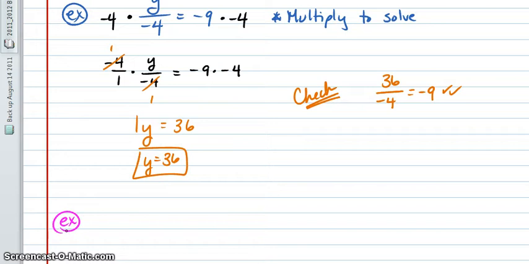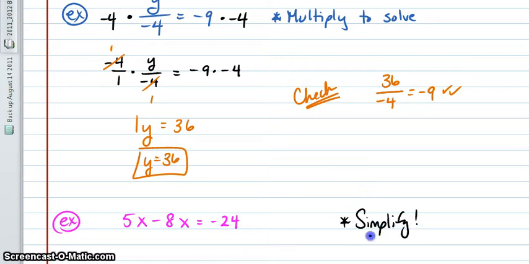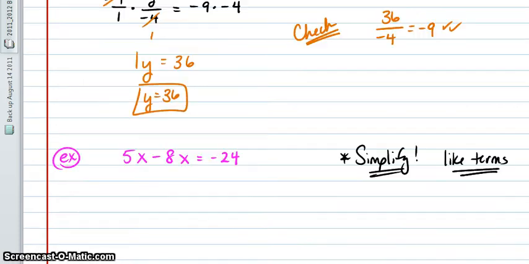Let's say we have something like this. 5x minus 8x equals -24. This looks a little confusing. We have two x's. What do we do? Well, let's go back to what I said last lesson. Simplify. Something looks a little bit funky. Ask yourself, are you able to combine any like terms before balancing? And in this case we can.